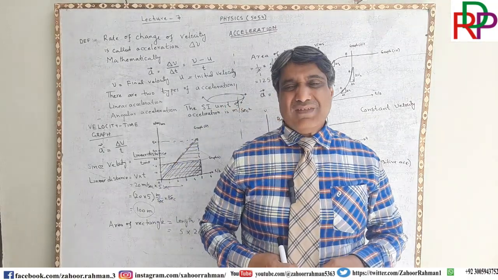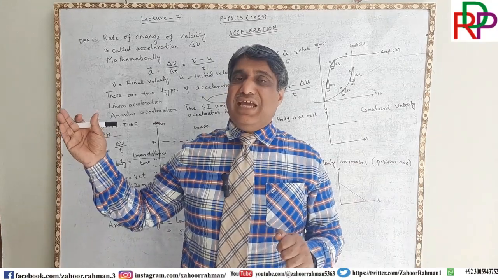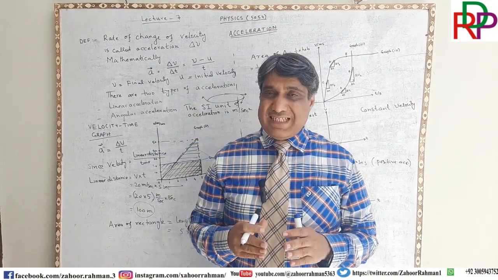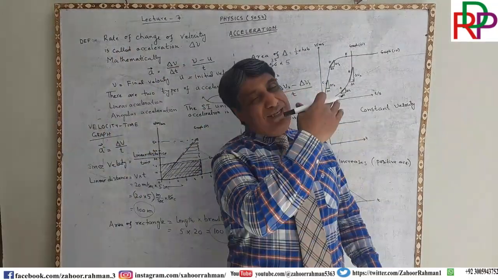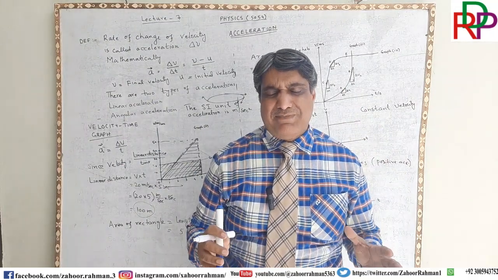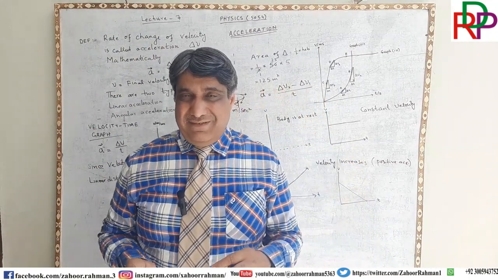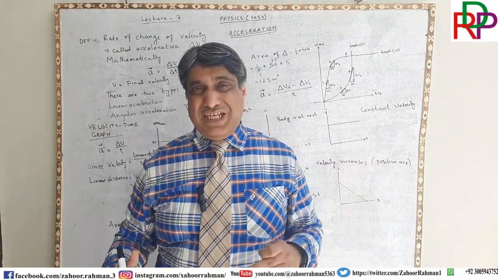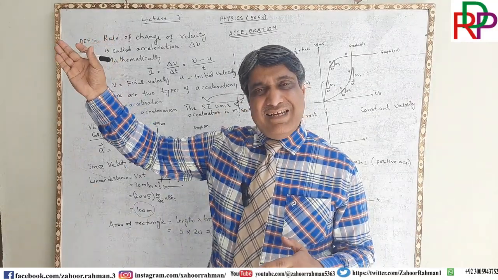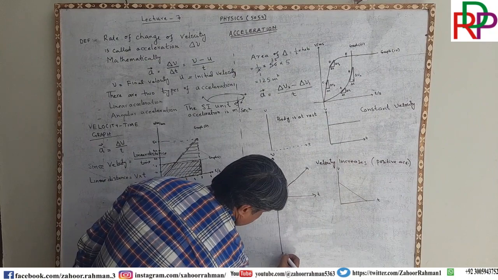Ladies and gentlemen, let me point out one thing. Is it possible that the velocity is in one direction and the acceleration is in another direction? What do you think? Yes, it is absolutely possible. When a car is moving in one direction and you apply the brakes, the velocity is in that direction, but because it is slowing down, that is called negative acceleration. So the acceleration will be on the other side.